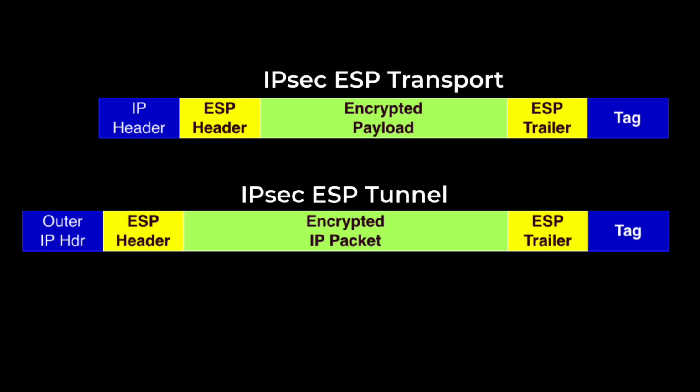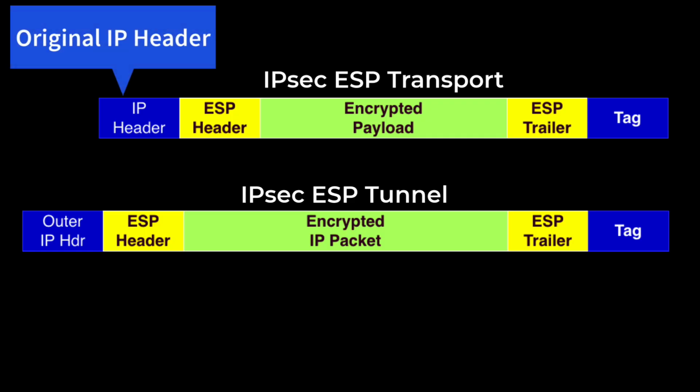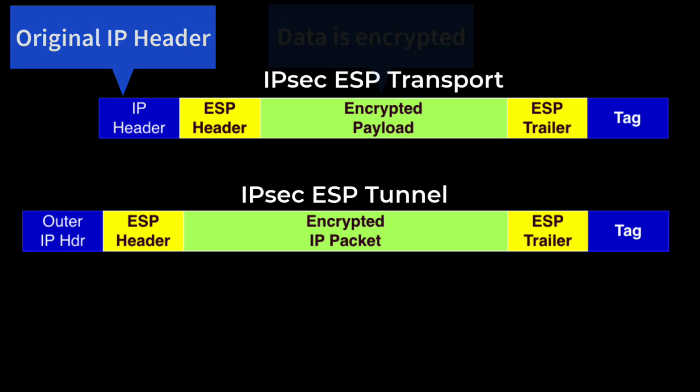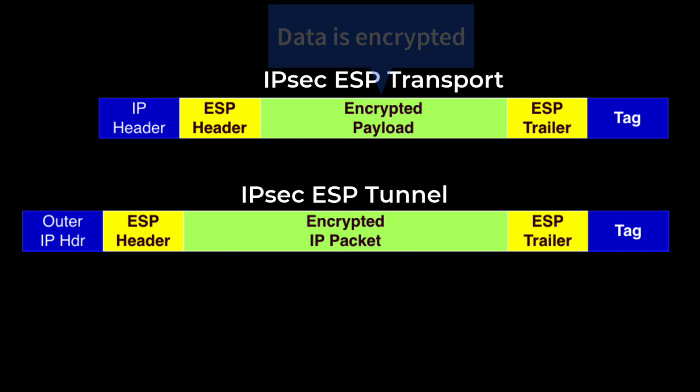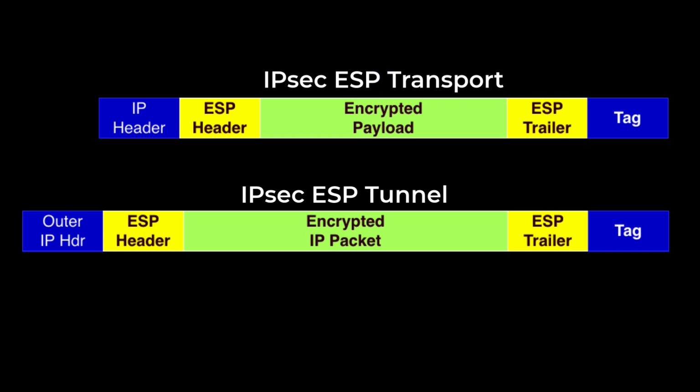In ESP transport mode, you keep the original IP header for routing. Right after it, you add the ESP header, and then you encrypt the upper layer payload. Think TCP header plus application data, along with the ESP trailer fields. The IP addresses remain visible on the network, but the conversation inside is protected.